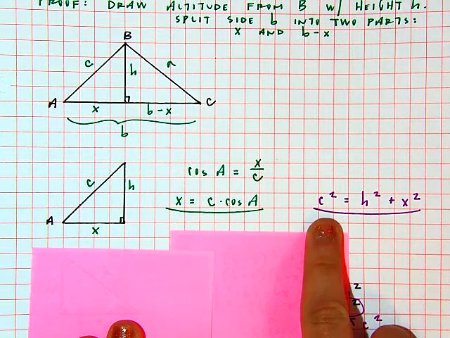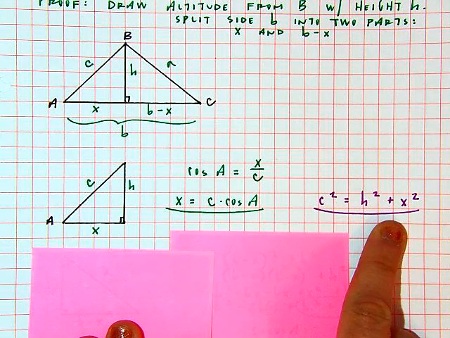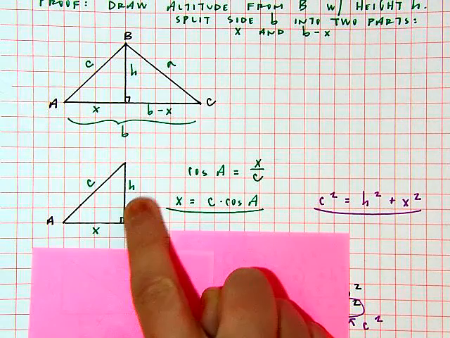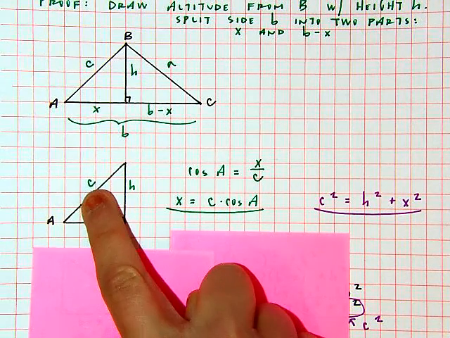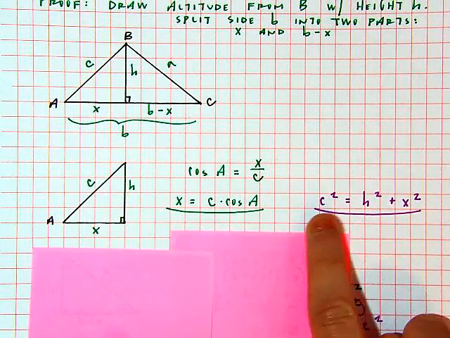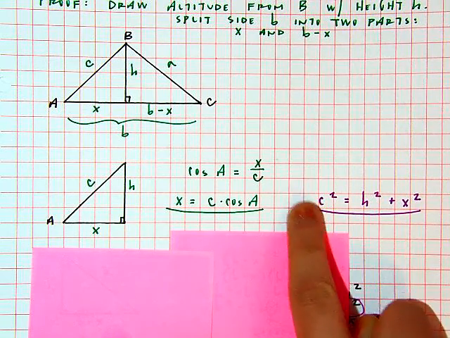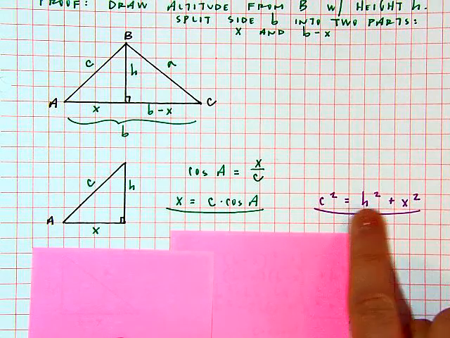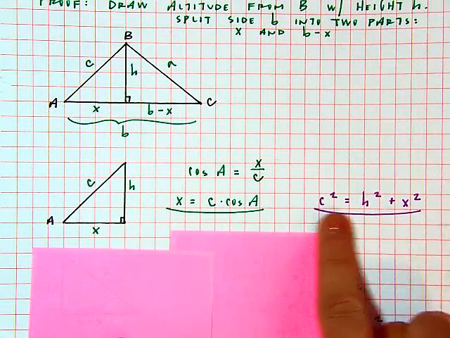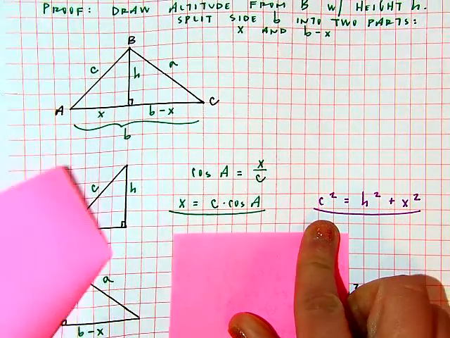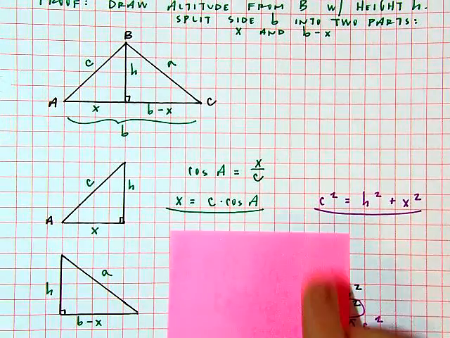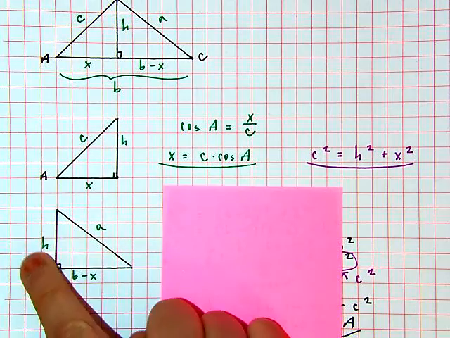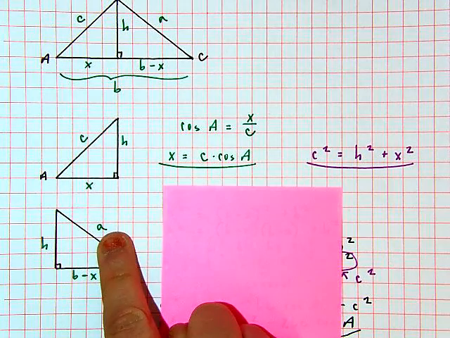Another relationship that I can see is really just the Pythagorean theorem. So I know that my two legs are here and here. So h squared plus x squared equals the hypotenuse squared. And I've just flipped it around to write, my hypotenuse squared is equal to h squared plus x squared. Again, just Pythagorean theorem. So basic trig, Pythagorean theorem. All right, so now what about that second triangle? That second triangle is this one right here. My legs are h and b minus x, and the hypotenuse is a.